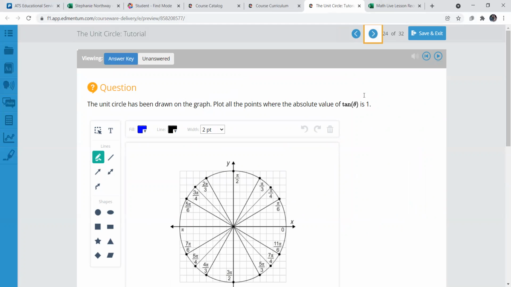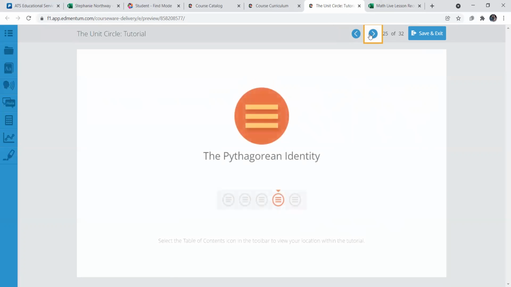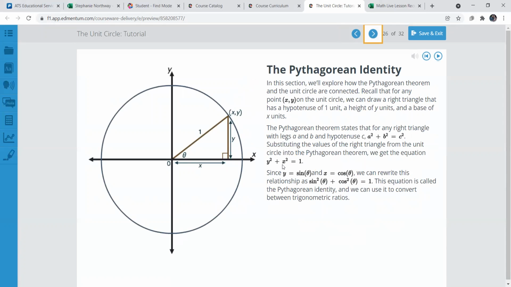Okay, here's our unit circle. I want you to figure out tangent here. Pythagorean identity, a squared plus b squared equals c squared.